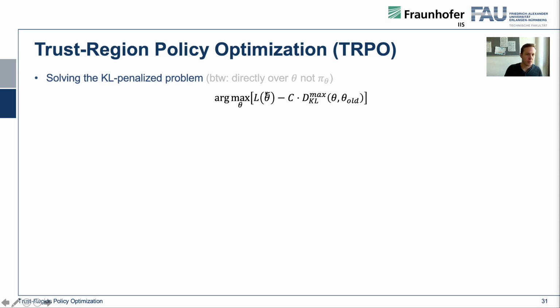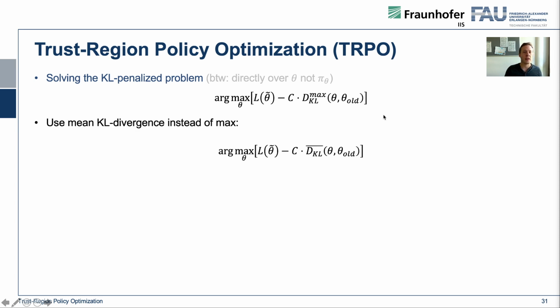Okay, so how can we solve the KL penalized problem directly? Now we do not talk about policies anymore. I just put in the parameters theta. How can we optimize this problem? We formulated the surrogate functions, but how can we come up with the surrogate functions and how can we optimize them? Turns out that we have one thing that's still open to do. We have the maximum KL divergence here because we want to constrain the updates to the maximum KL divergence.